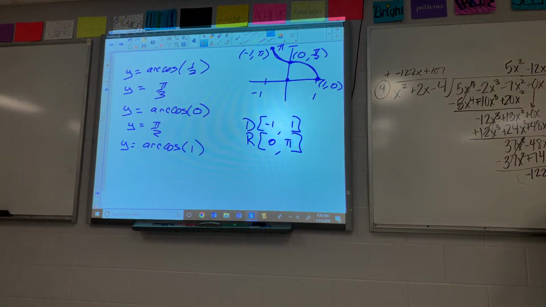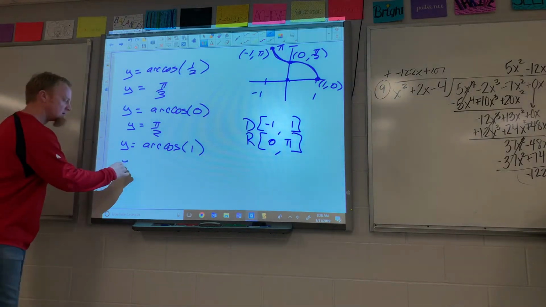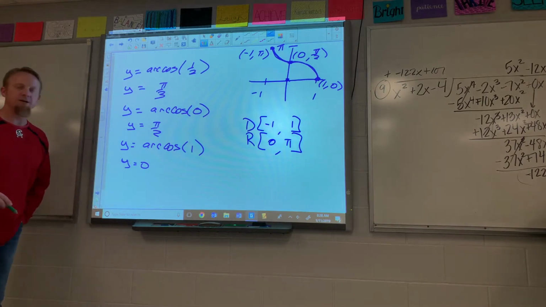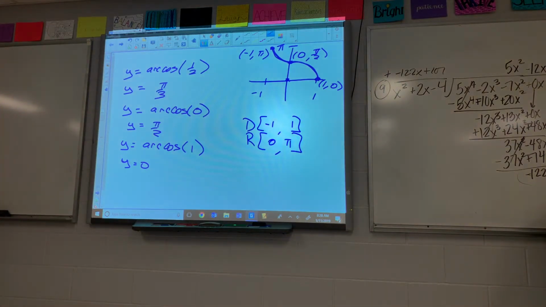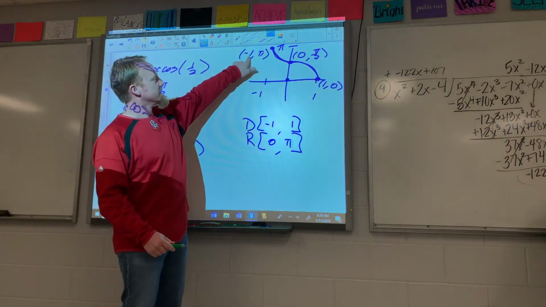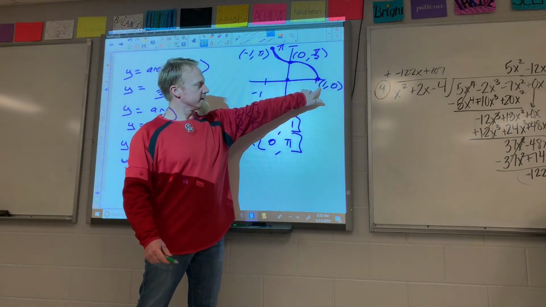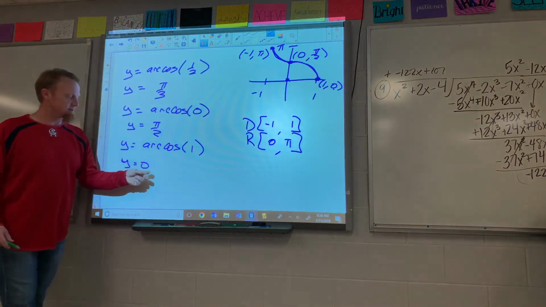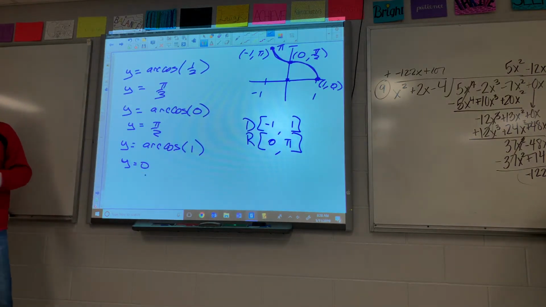Alright, I have y equals arc cosine of 1. What's my answer for y equals arc cosine of 1? 0. That one's 0. Okay, how did we get 0? We went to the graph. We don't have a match, so we go to the graph. I'm looking for 1. I got negative 1. I got 0. There's my 1. So that means my answer is 0. All right.